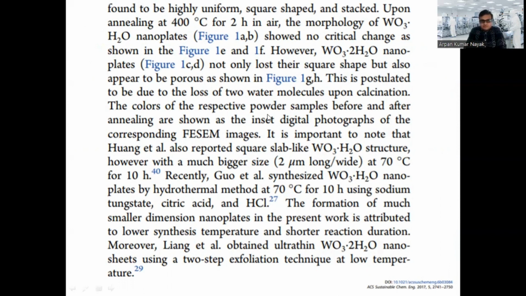Here you can see the FAC images completed for all the samples. Because there are several samples, we try to write down all of them first. Now you can see it. It is important to note that Wang et al. also reported a square slab-like structure, however, with a much bigger size, at 70 degrees centigrade for 10 hours.